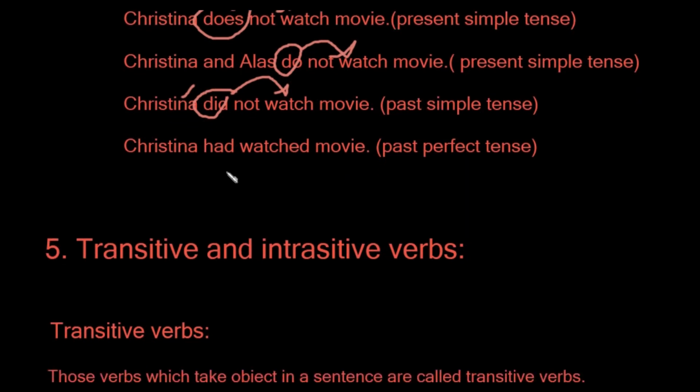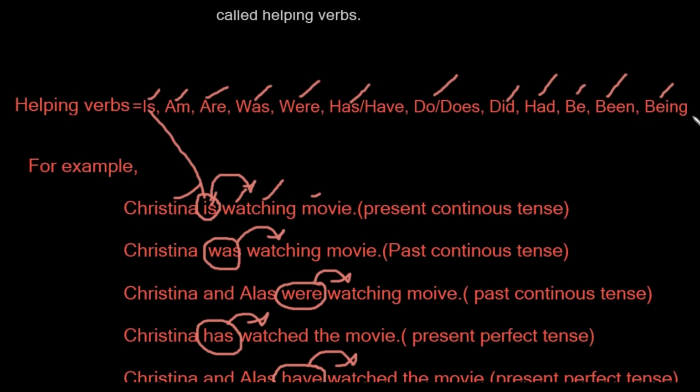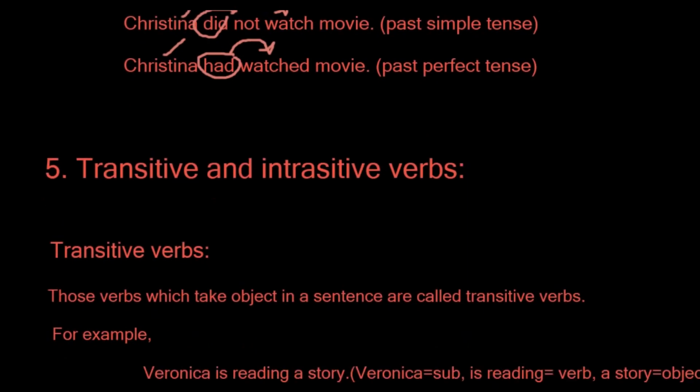All right. The last but not least: Christina had watched movie. So Christina is a subject, had watched is the verb, and movie is an object. So had is a helping verb, and it is helping the main verb in a sentence to form the tense, which is the past perfect tense. So I hope it is clear, because these are all the helping verbs which help the main verb to make tenses.